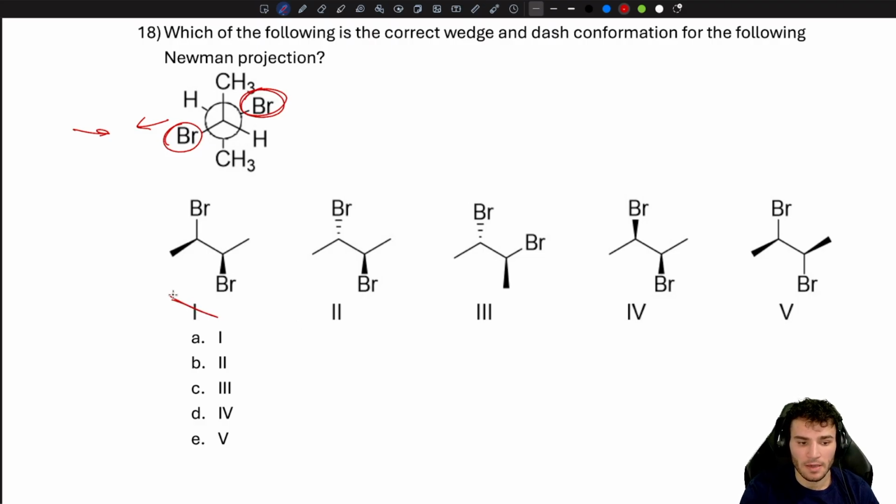And so I can eliminate this structure, I can eliminate this structure, I can eliminate this structure, and I can also eliminate this structure. And so the only structure that simply matches up with that is going to be here, right? Because we know that the bromines are on opposite sides, so one must be on a wedge, one must be on a dash. Which one is which really depends on which side we look at, whether we look from this direction or from this direction. And you guys can try it out and figure out which direction we're looking at. So the answer is B.